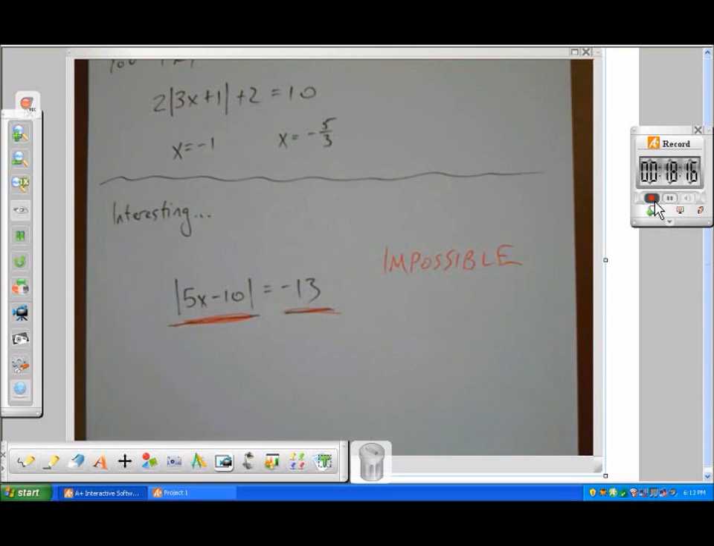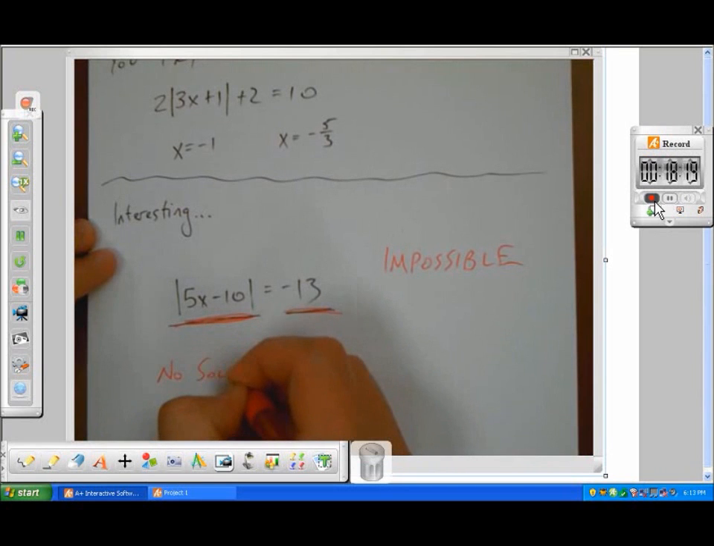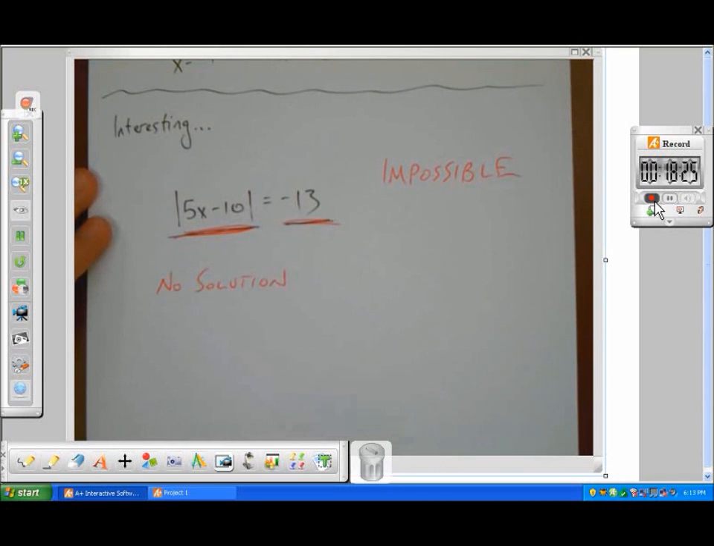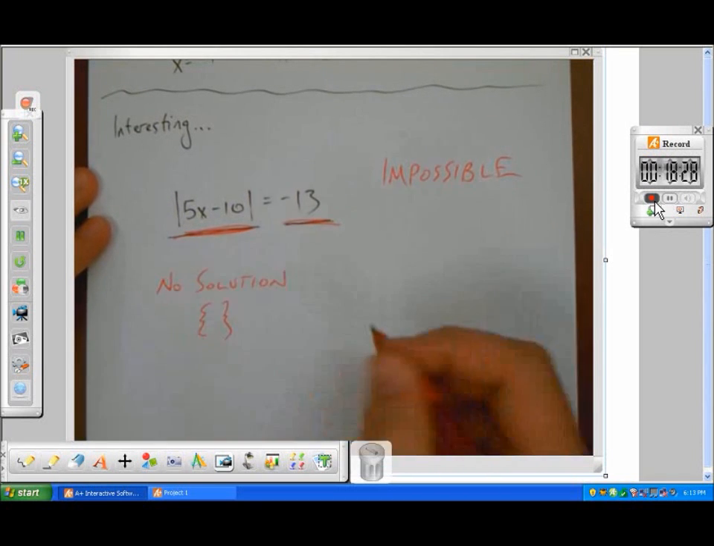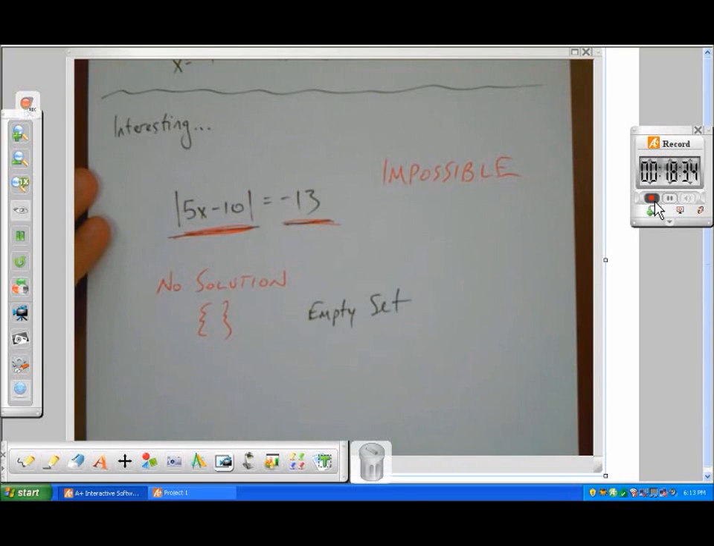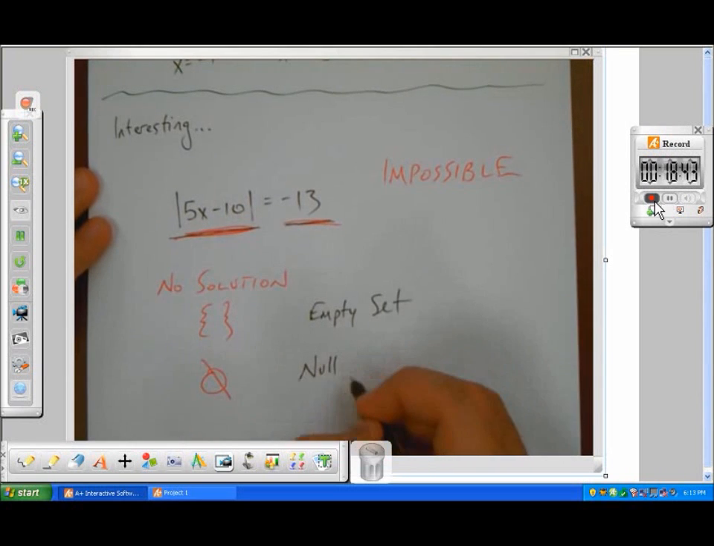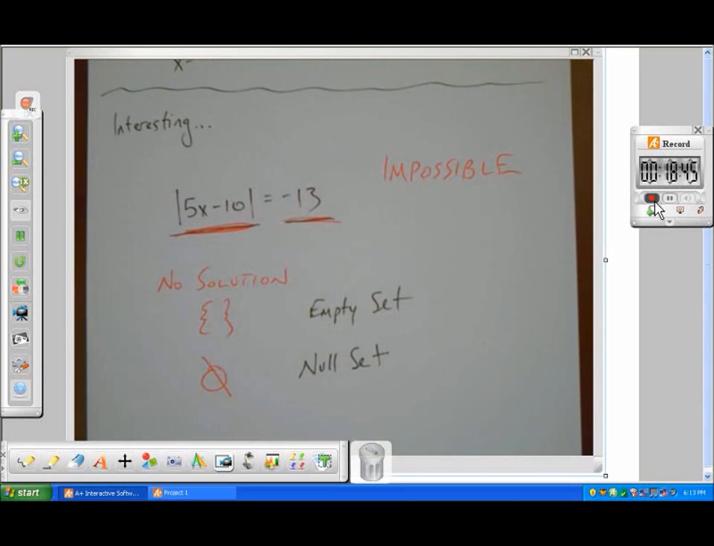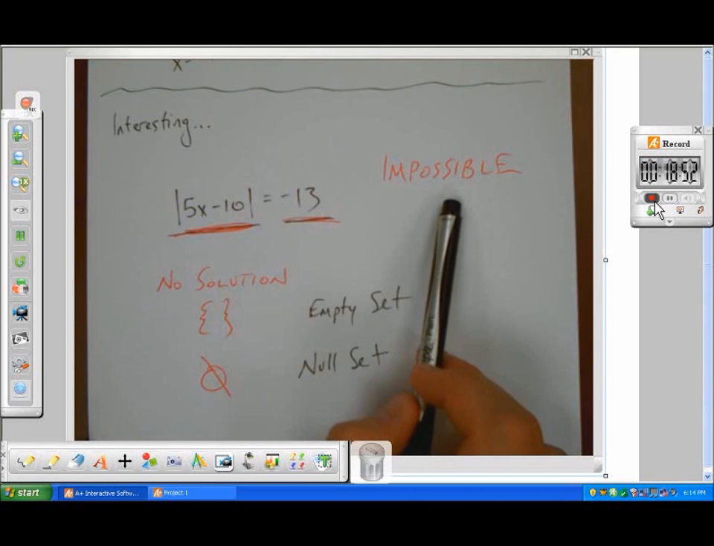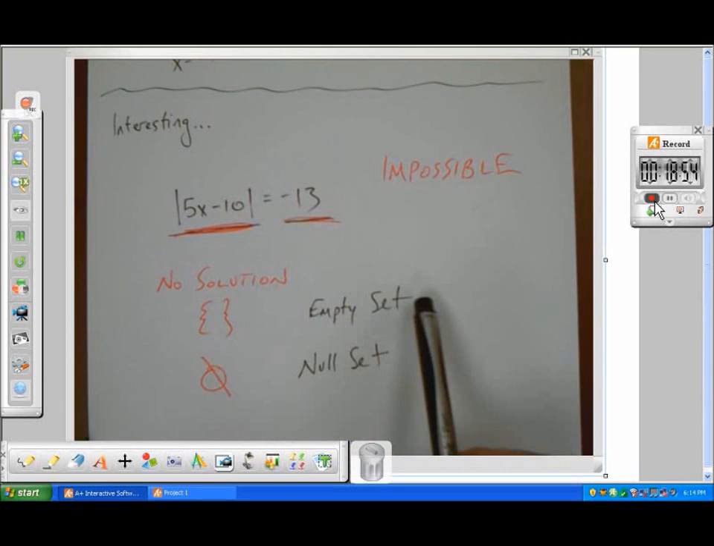So there are a couple ways that we could write this answer. One way is by saying no solution. A second way is a set that has nothing in it. We call that the empty set because there's nothing in it. The last symbol that means the exact same thing is that symbol right there, and that means the null set. So if you ever see an absolute value equal to a negative number, that is impossible, and you can write no solution, empty set, or null set.